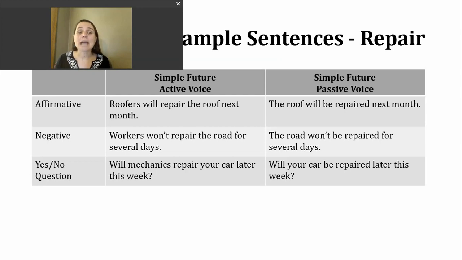Next, let's look at making negative sentences. First, in the active voice. For negative future using will, we are going to insert not right after will, and right before the base verb. So our negative active voice will always be will, not, or the contraction won't, and then the base verb. Here's an example sentence. Workers won't repair the road for several days.